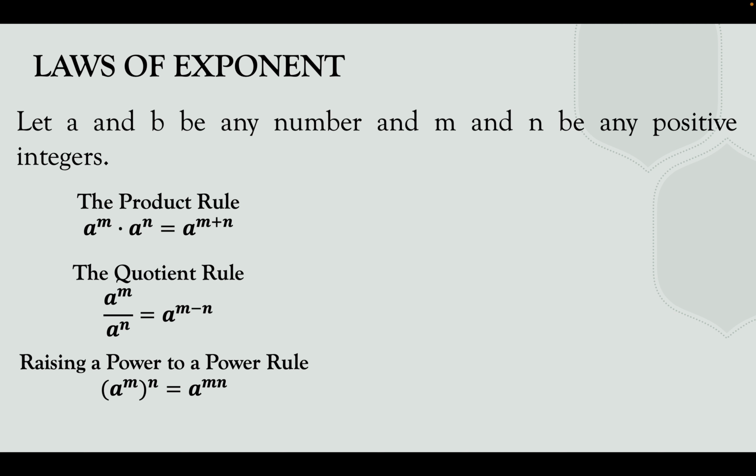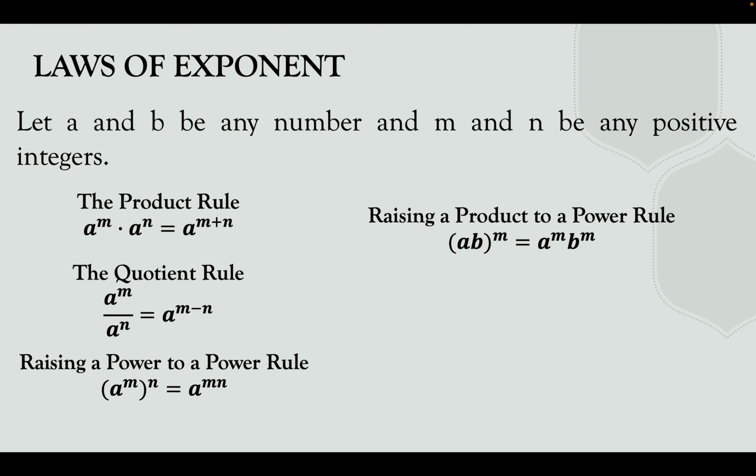Raising a power to a power rule. If you have an exponent variable raised to another power, you just need to multiply the exponents. So we have a raised to m, raised to n. You just multiply the exponents, so you have a raised to m times n.